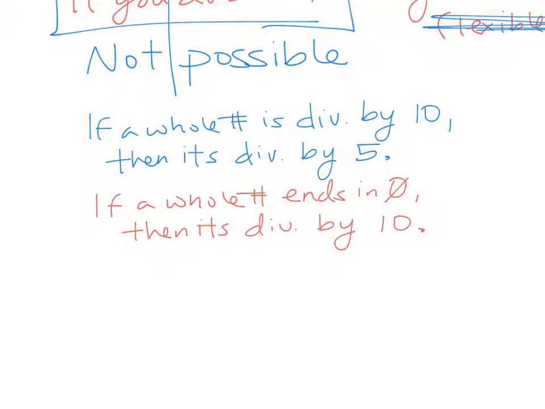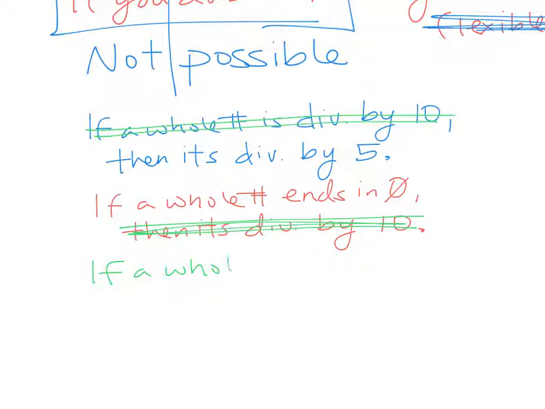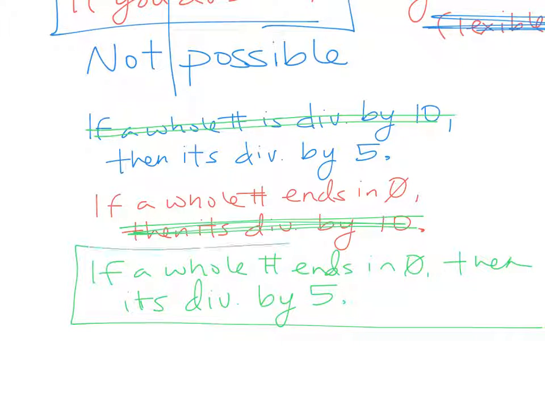If a whole number is divisible by 10, then it's divisible by 5. If a whole number ends in 0, then it's divisible by 10. Is there something that's the same? Yeah, the 10, right? So if I take those out, what's my conclusion? Right, so you have to rearrange a little bit, because we want our hypothesis to stay a hypothesis, we want our conclusion to stay a conclusion. We would say if a whole number ends in 0, then it's divisible by 5.